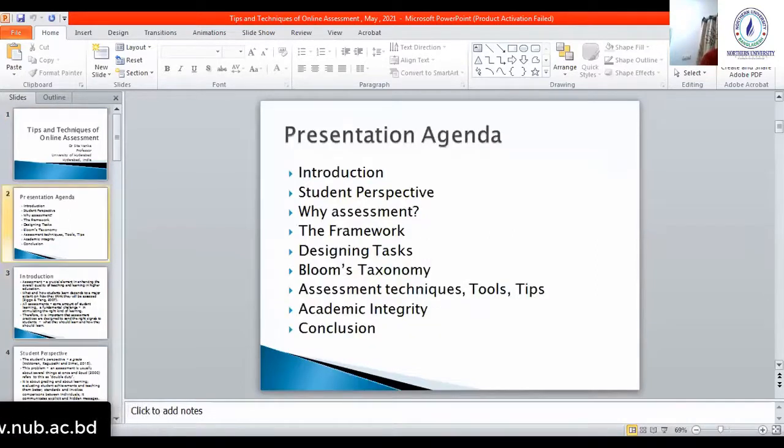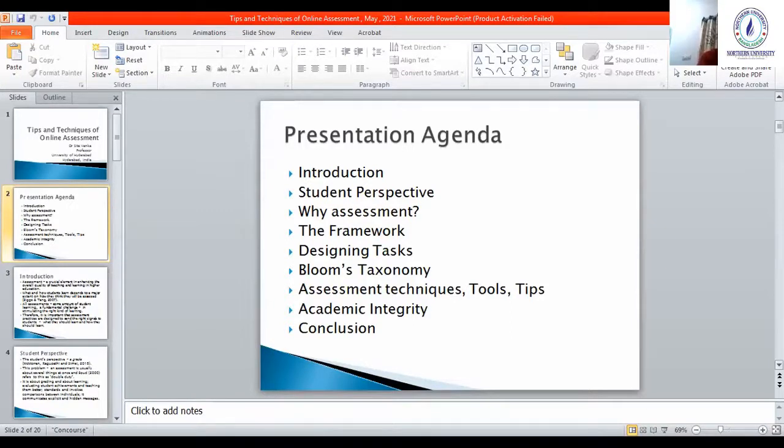As part of the introduction, this is how I would go about. I would introduce what assessment is, and what the student perspective is as far as assessment is concerned. Why do we need assessment? I will not elaborate because Professor Cornell has already spoken about the purpose of assessment. Carlos has given a framework which helps us a lot in assessment. I will also talk a little about how we as teachers design the tasks. Bloom's taxonomy is a starting point for anyone who would talk about how we would look at the student and at assessment. We will look at the techniques, tools, and some tips out of my experience.